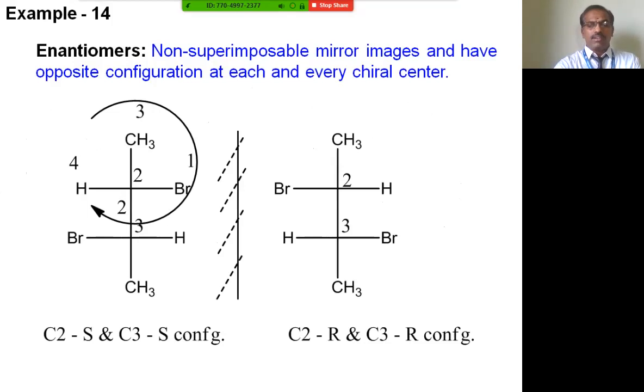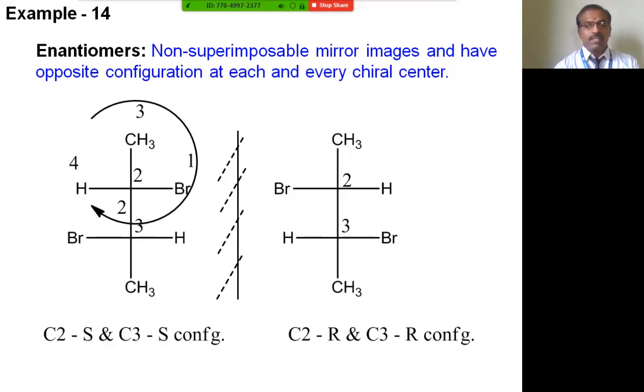So I have taken one molecule, and I have taken its mirror image also. Non-superimposable mirror image, with opposite configuration at each and every carbon. See that I have taken C2 and C3 on the left hand side. C2 carries 1, 2, and 3. That means clockwise direction, but hydrogen is on the wedge, so C2 carries S configuration. C3 again has the same S configuration.